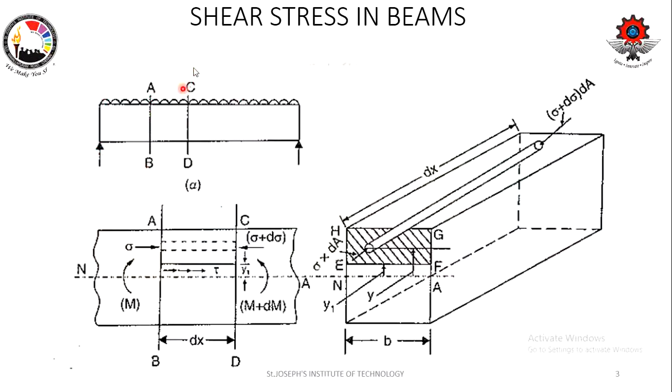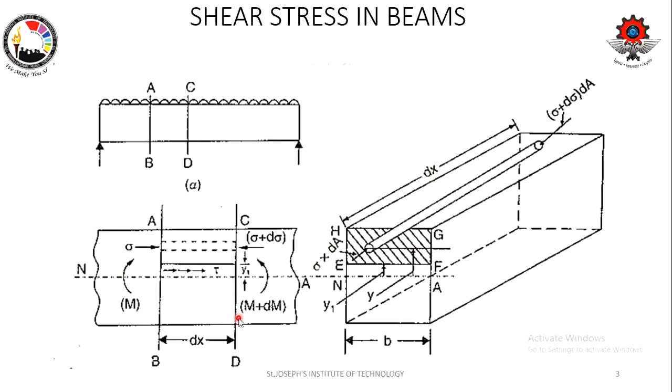Section AB and section CD. This small portion is selected, that is zoomed over here, which is given in an enlarged view. So AB and CD is a small portion of dx. It is acted upon by a load of UDL throughout its length. So a bending moment is created, right? A bending moment is created, that is M.